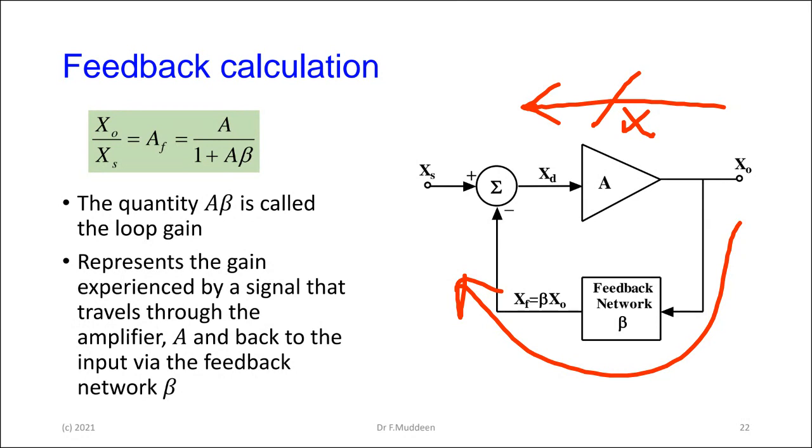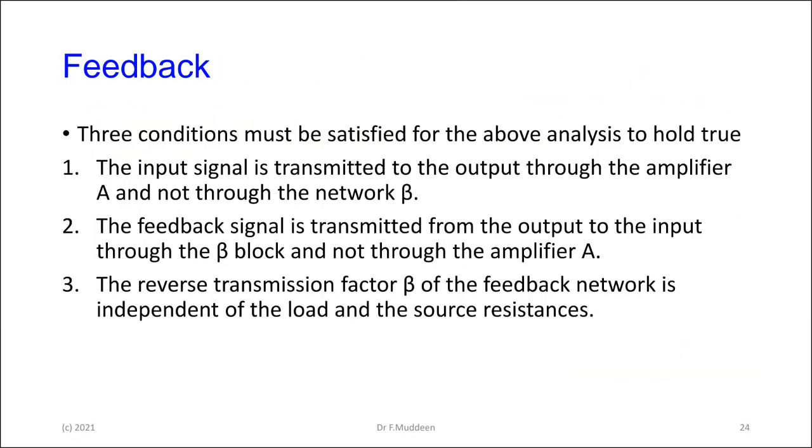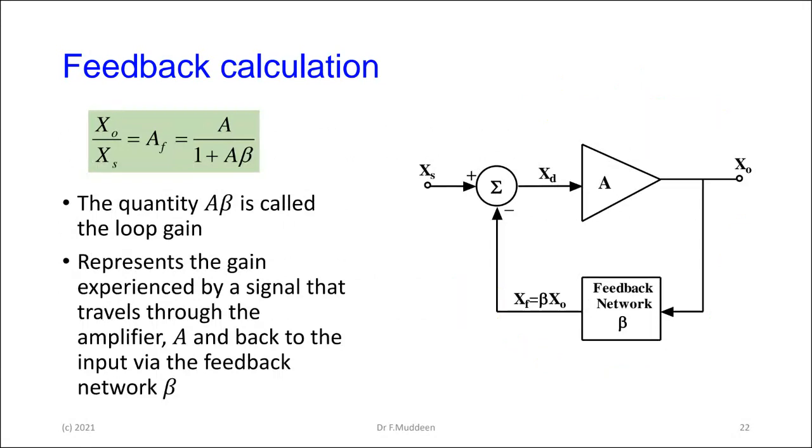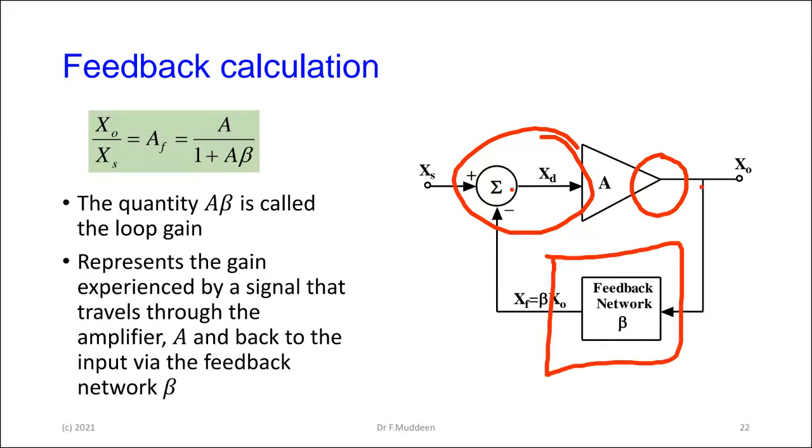All right? And the third thing is that whatever that feedback network is doing is supposed to be independent. Remember, the feedback network is connected to the output of the amplifier and the input of the summing network. This has to operate independent of that. In other words, the feedback network must operate independent of the load.